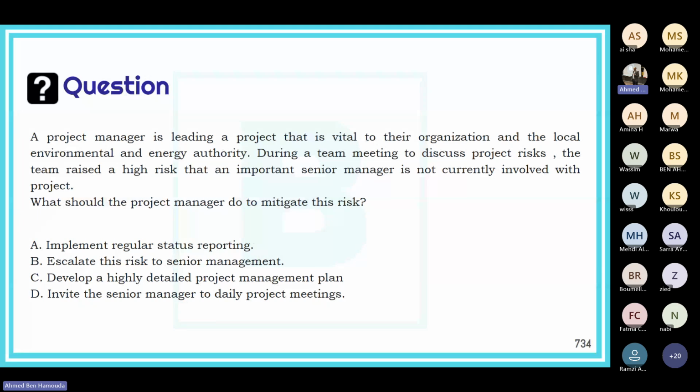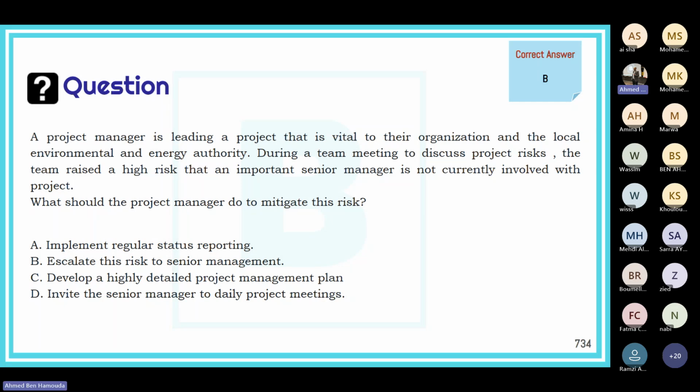Implementing regular status meeting reporting does not solve it. Okay, and developing a detailed project plan definitely has got nothing to do with it. So, since this is a senior manager, they're not involved. Then what we need to do is to involve the management. Okay.